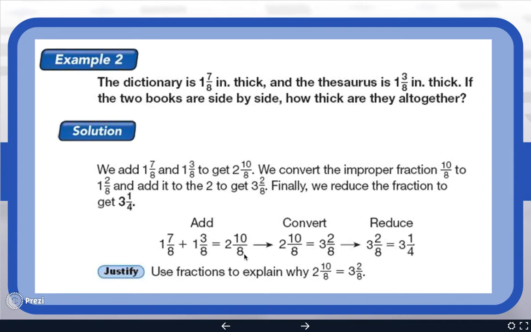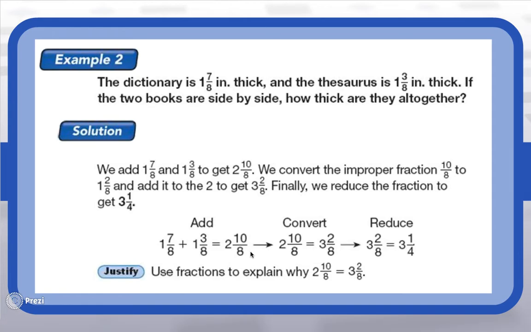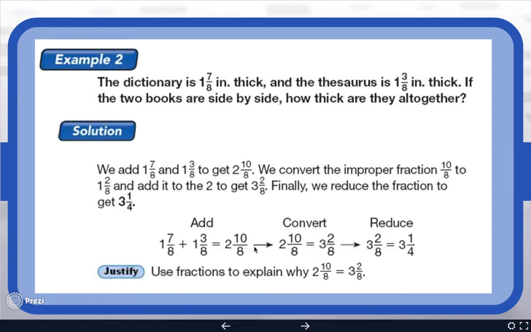Okay, so what you need to do is convert your 10/8 into a proper fraction with a whole number, and then you add the whole number to the 2, and what you have is 3 and 2/8. So when you do 10 divided by 8, it goes 1 and 2/8, and so that's what you have here. And then what you want to do after that is reduce this 2/8 here, and you divide the top and the bottom by 2, and what you have after that is 3 and 1/4. Okay.